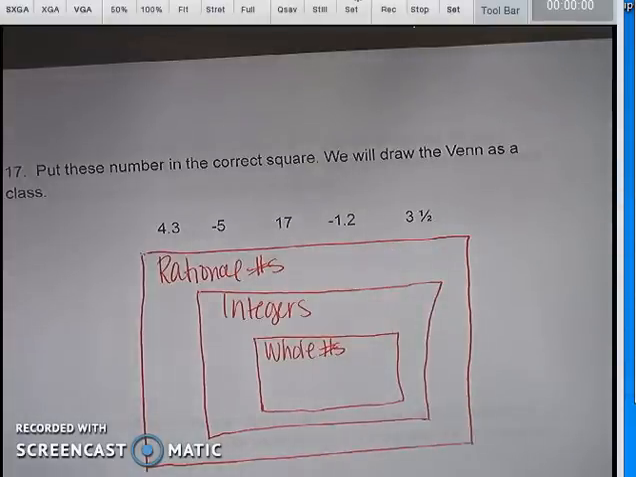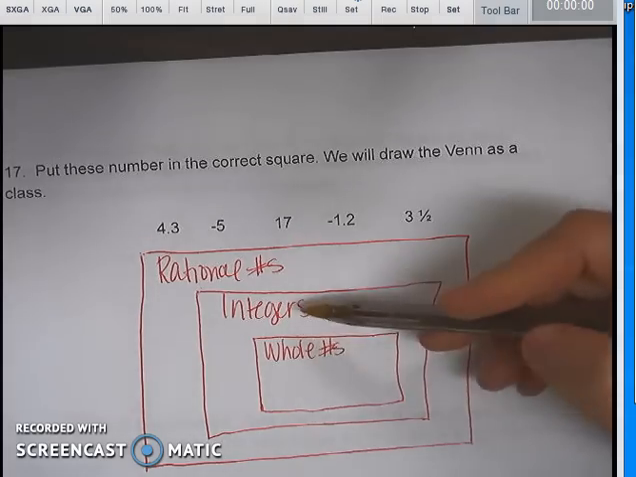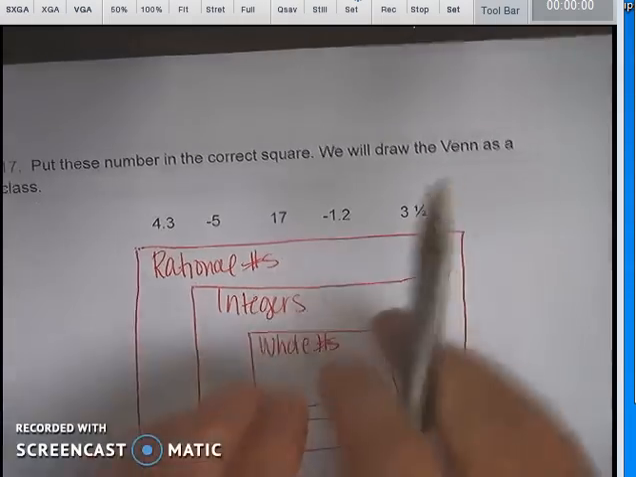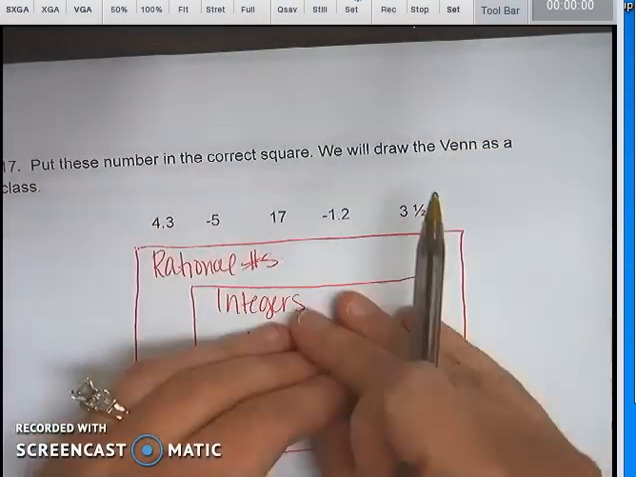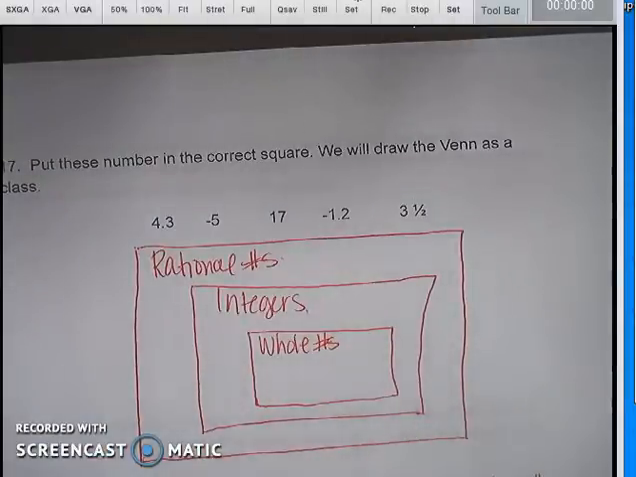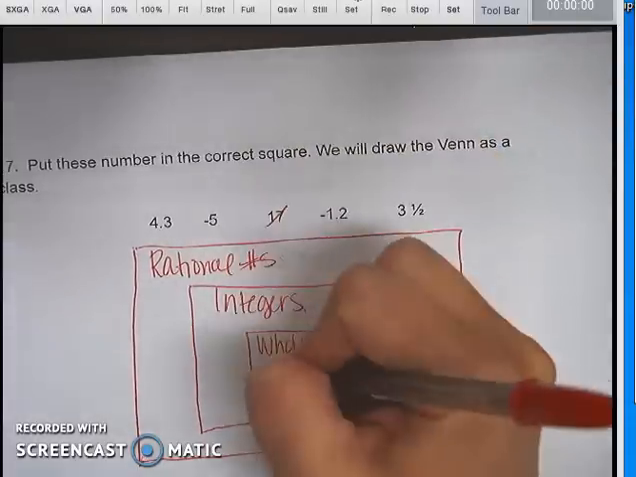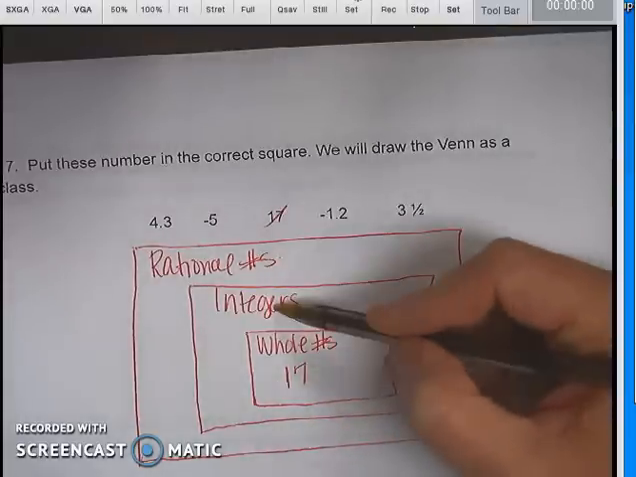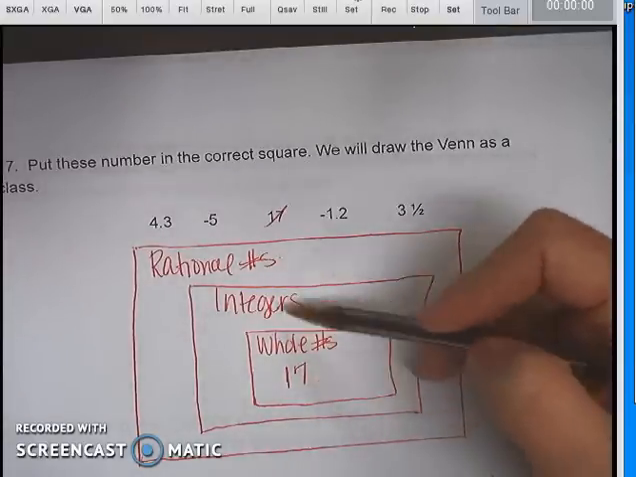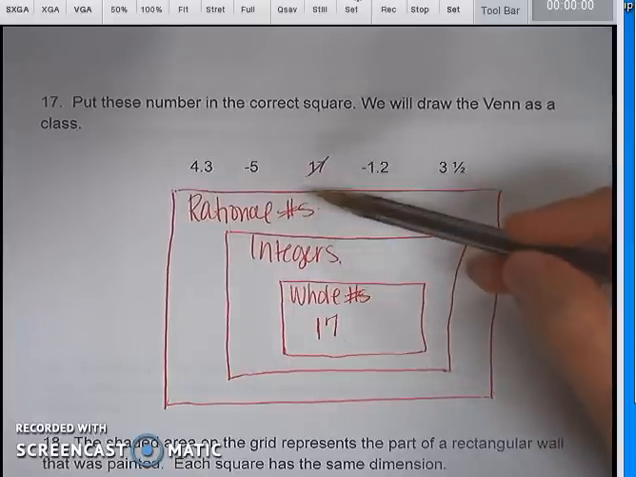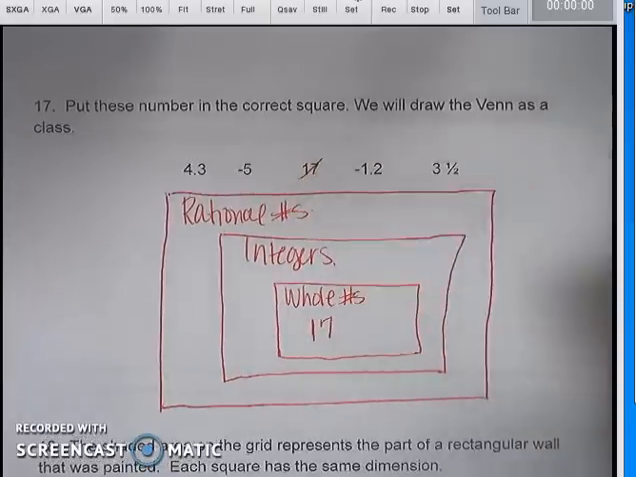Okay, so remember, your Venn can work outwards. If it's a whole number, it's also an integer. If it's an integer, it's also a rational number. So it can start here and work out, but it doesn't always work going the other way. Okay, so let's just do the ones that we know that is super, super easy. What is a whole number? It's a positive whole number. Which one of those is a positive whole number? 17. Now, is 17 also an integer? Yes. Is 17 also a rational number? Yes. But the first one that it falls into is a whole number.